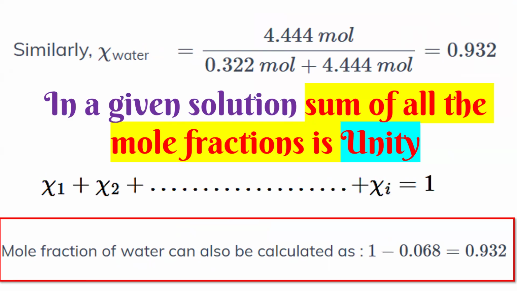So we just subtract the mole fraction of the ethylene glycol from 1. So 1 minus 0.068 is 0.932. So by both equations we get the answer.